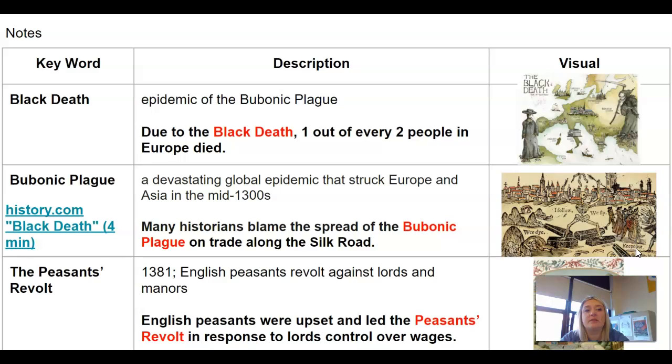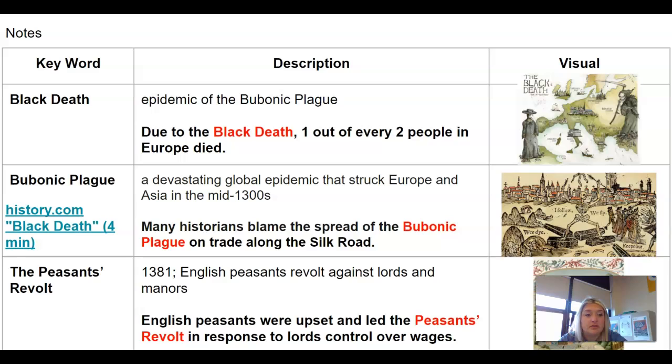We have first, and the first word and the second word are basically the same thing, but the first word is like the nickname for the bubonic plague. It's the epidemic of the bubonic plague, which is the Black Death. And my context clue sentence today is, due to the Black Death, 1 out of every 2 people in Europe died. Bubonic plague is the devastating global epidemic that struck Europe and Asia in the mid-1300s. Many plague historians blame the spread of the bubonic plague on trade along the English road.